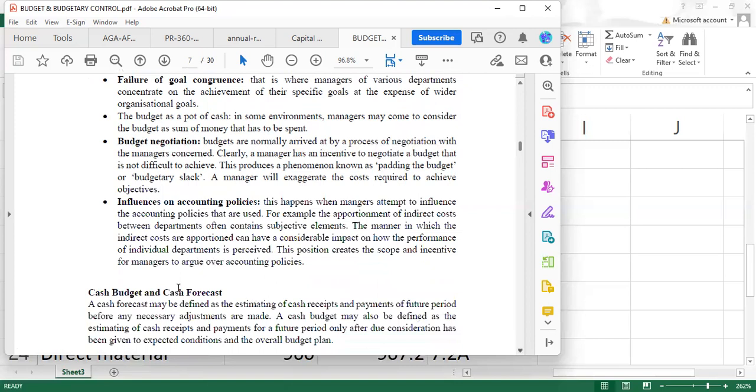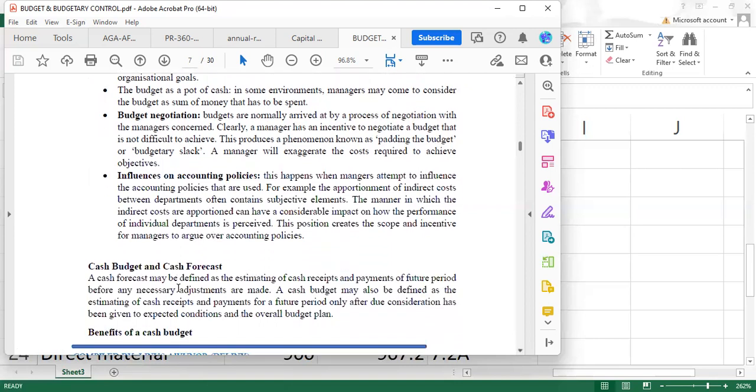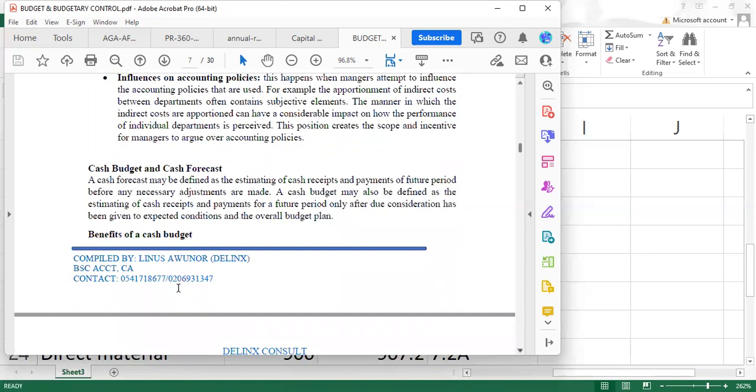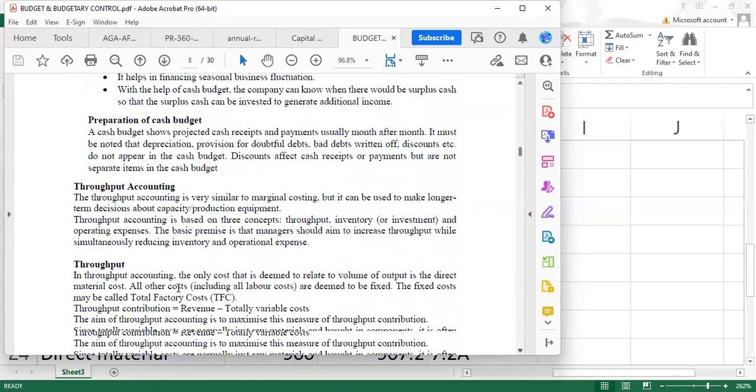So those are some of the behavioral issues. Since you don't want to read, I have shown you where you can get those answers.